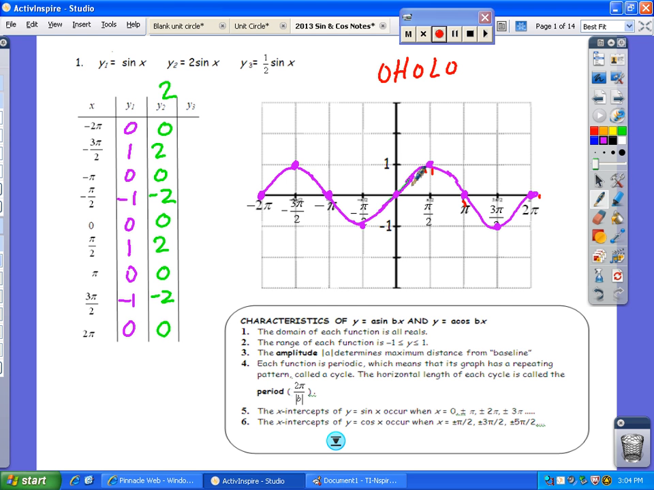Okay, let's look at when we multiply by 2. It's going to stretch this thing. At 0, we still stay at 0, but at 1, we're multiplying by 2, so we're going to go up to 2. Stay at 0, down to 2, 0, up to 2, 0, down 2, and back at 0. So connect that curve. We stretch the amplitude. The amplitude stretches your graph.